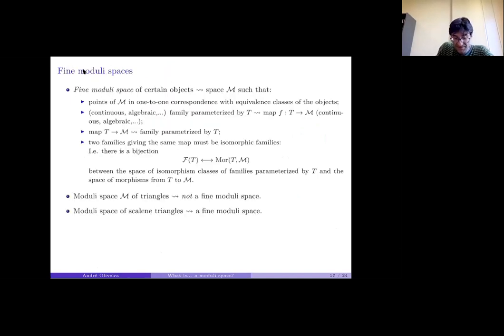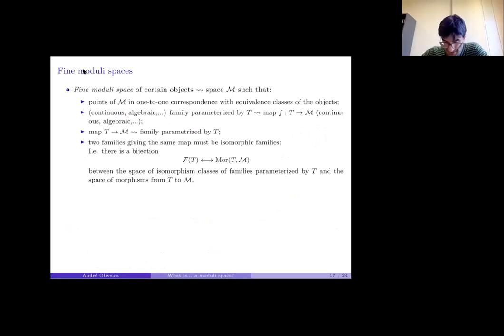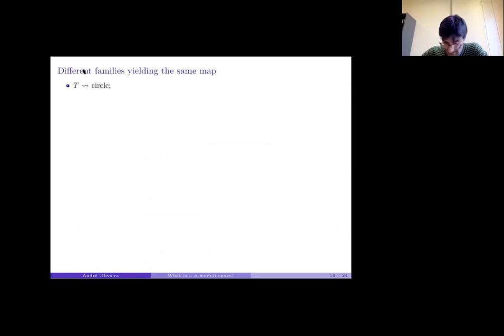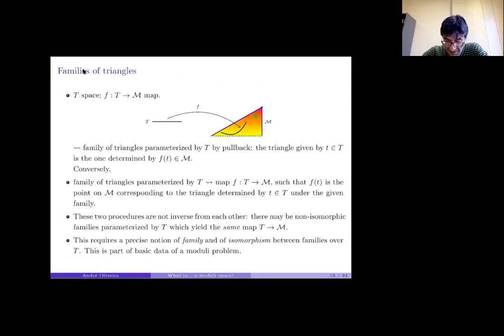So the moduli space of scalene triangles is indeed a fine moduli space, which means that we're taking just the open interior of that triangle. In the moduli space of scalene triangles, I'm taking out this part here. I'm just taking the interior, and then that's going to be a fine moduli space. Okay, so let's continue.